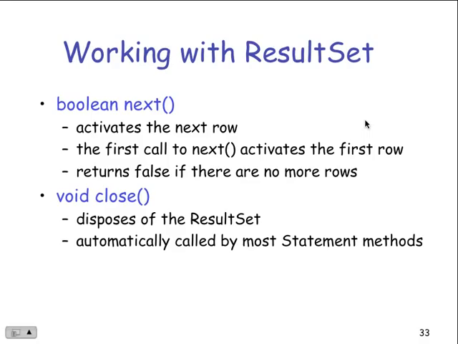Next activates the next row, so the first call to next activates the first row. It returns false if there are no more rows left, because it goes through row by row and removes the rows. Close disposes of the result set. It doesn't remove the cursor from the database, only from the local system. So if you have a problem, you can always go back to the database and retrieve the cached result set from the JDBC manager, which also keeps track of that for you, which you won't get if you just make a standard connection. Once the connection is lost, so does the data associated with the session.